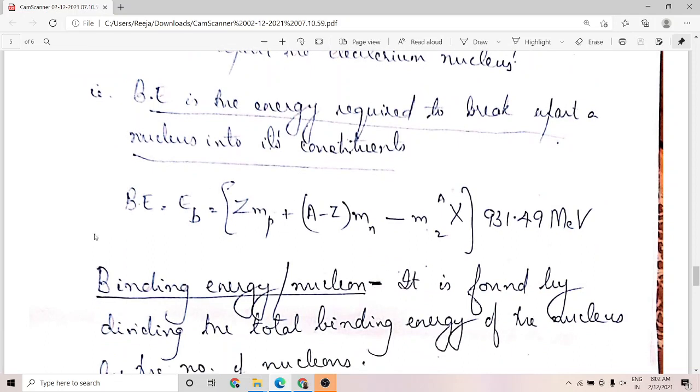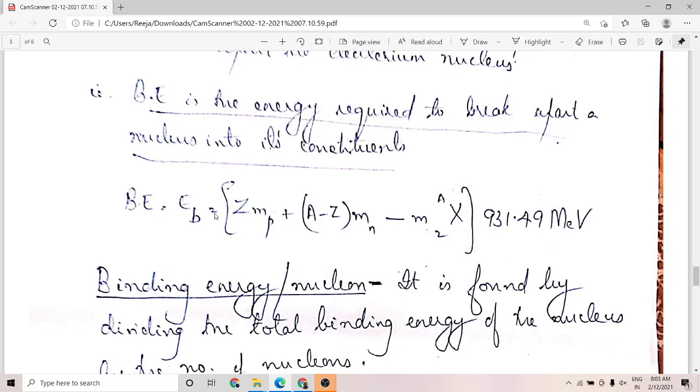So, how do you calculate the binding energy? To find the binding energy, you first find the mass defect, that is, the mass of a proton times the number of protons plus the mass of a neutron times the number of neutrons, minus the total mass of the nucleus. Multiplying by 931.49 MeV will give you the binding energy.